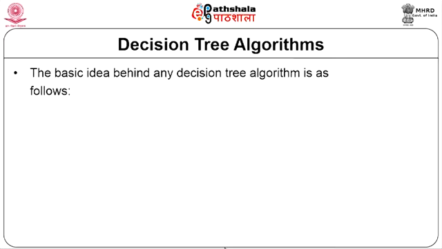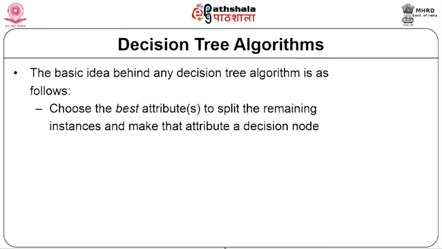So, the basic idea behind any decision tree algorithm is as follows. What is this algorithm basically about? This is the basic concept of decision tree algorithms: you have to choose the best attribute to split the remaining instances and make that attribute a decision node. Now, what we are trying to tell here is, as we saw in the last module, if you take an experience table, you could have chosen any of the attributes as the root node.